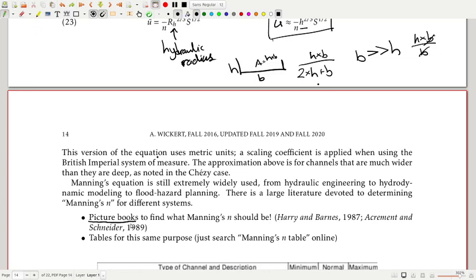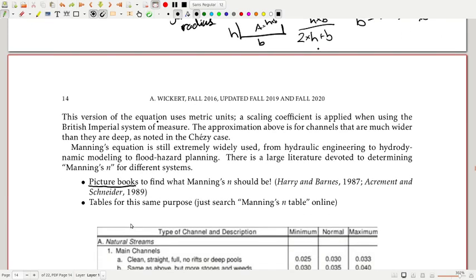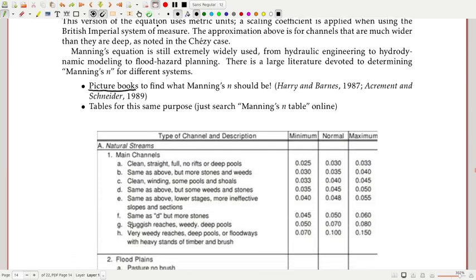But these picture books are photographs that have been taken of different floodplains and channels and other features after engineers and geologists have calculated what Manning's n should be for those. And so they give you this idea where you can flip through it and see what your landscape looks like and see which Manning's n from these other calibrated settings might be the best value. And there are also tables for the same purpose, and you can just search Manning's n table online. In fact, that's how I came across this one.